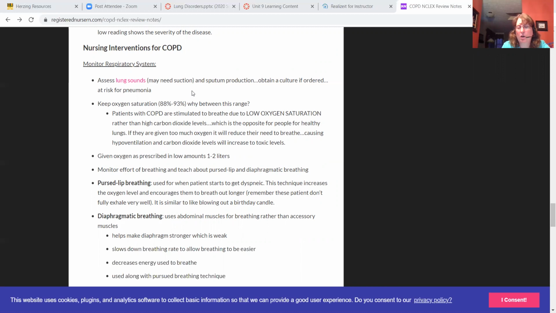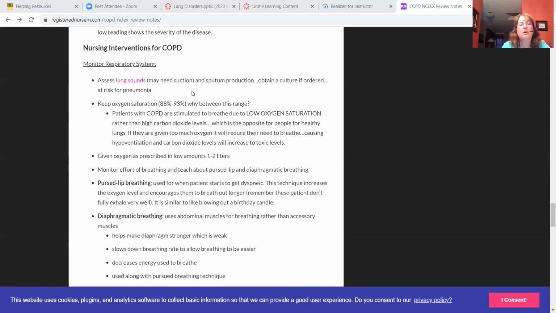And here's the thing about that low oxygen level. We want a COPD patient's oxygen level to remain between 88 and 93%. Patients with COPD are stimulated to breathe due to low oxygen saturation rather than high carbon dioxide levels, which is opposite for the rest of us, right? If they're given too much oxygen, it will reduce their need to breathe and cause hypoventilation, and they'll just quit breathing. So you definitely need to watch how much oxygen you give them. You have to be careful with that. We want to give oxygen in low amounts, about 1 to 2 liters.